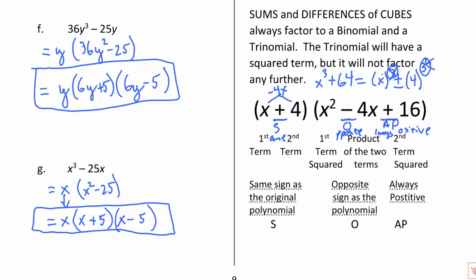So I drop the cubes, that's the first factor, then I use this to find the second one. Square the first, gives me x squared, square the second, gives me 16, multiply the two together, and change the sign. Okay. So that's how I'm going to actually do all of this factorization of sum and difference of two cubes.